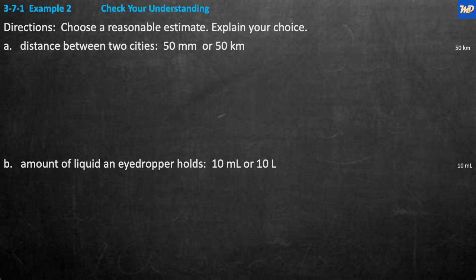Okay, now that you're back, A, distance between 2 cities. Is it 50 millimeters or 50 kilometers? Well, a millimeter we learned earlier, up in slide 2, I think it was, is about the thickness of a dime. 50 thicknesses of a dime is about a roll of dimes. That's about 3 inches or whatever it is. 50 kilometers, though, a kilometer is a little bit more than half a mile. So something that's 50 kilometers would be like 25 miles.